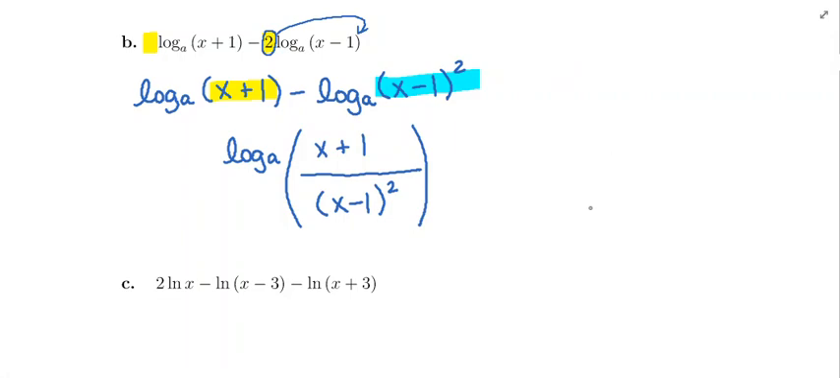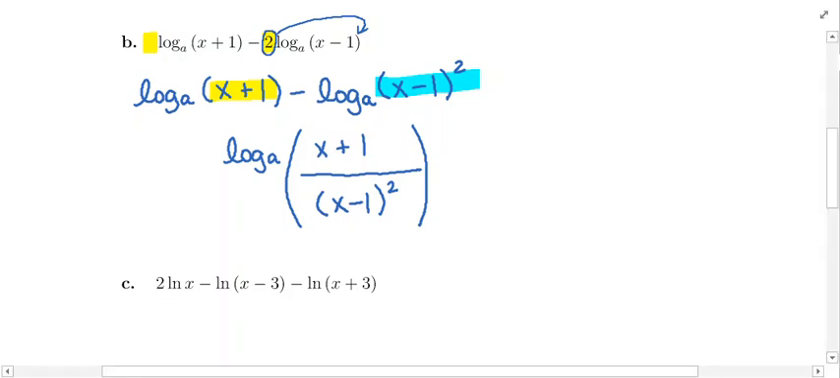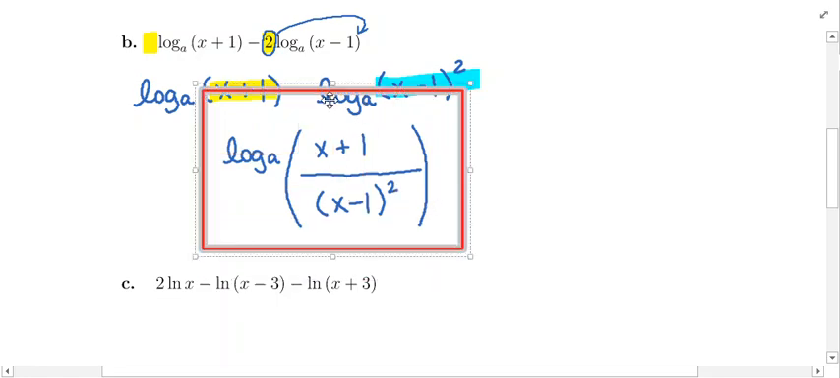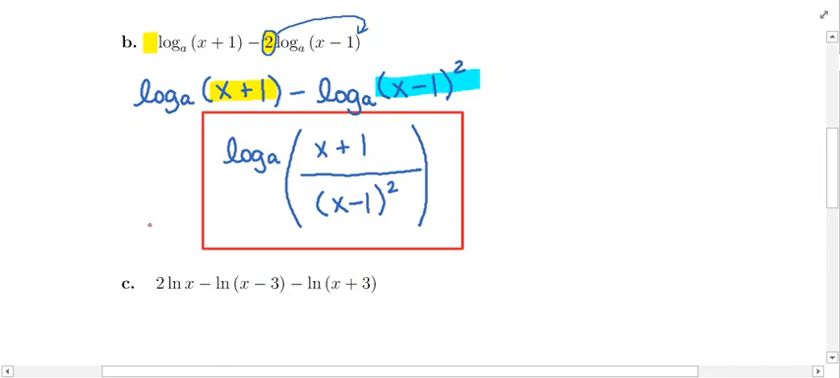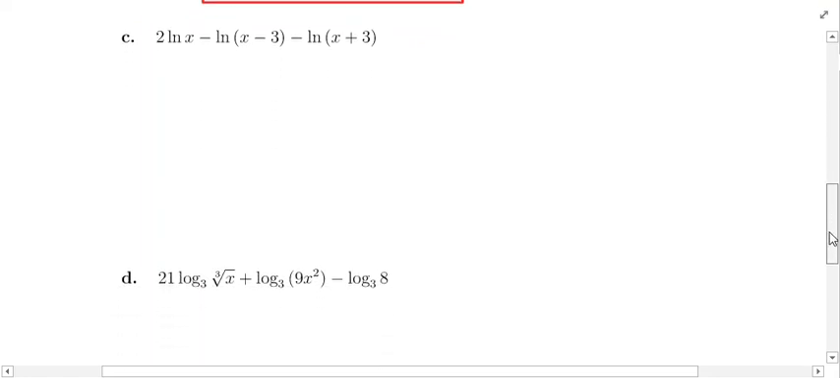You may be wondering, do I need to simplify what's in parentheses? Well, you can't do anything to the x plus 1. In the denominator, you could multiply out x minus 1 squared. You could do x minus 1 times itself, so you'd have to FOIL it or box it. But that doesn't really do anything for you. It's not a bad thing to do, but it's just unnecessary. So I'm going to say we're done because we've combined it into one logarithm. All right, moving on to part C.